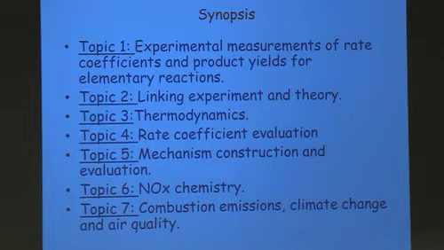I've called these topics 1 to 7 because, well, obviously they're not going to last a whole 3 hours each of them. Some of them will actually run over 3 hours. Some of them will be an hour or even less. We're then going to look at the links between experiment and theory. And that's going to be fairly tough. Tough for me as well as for you.